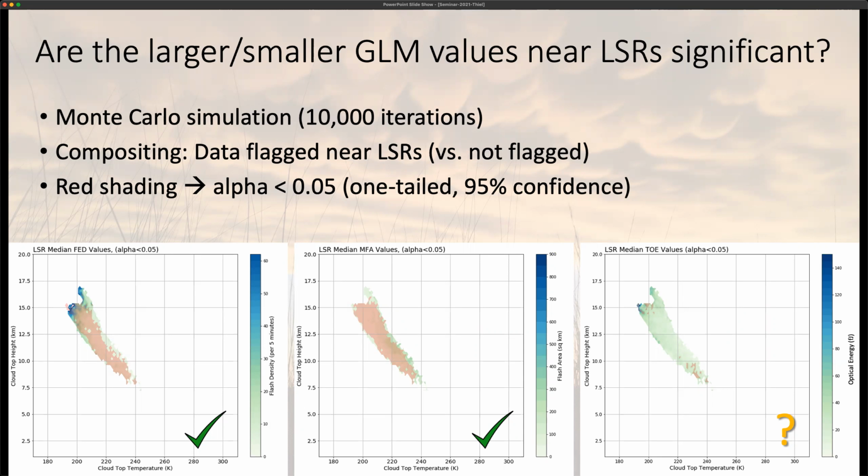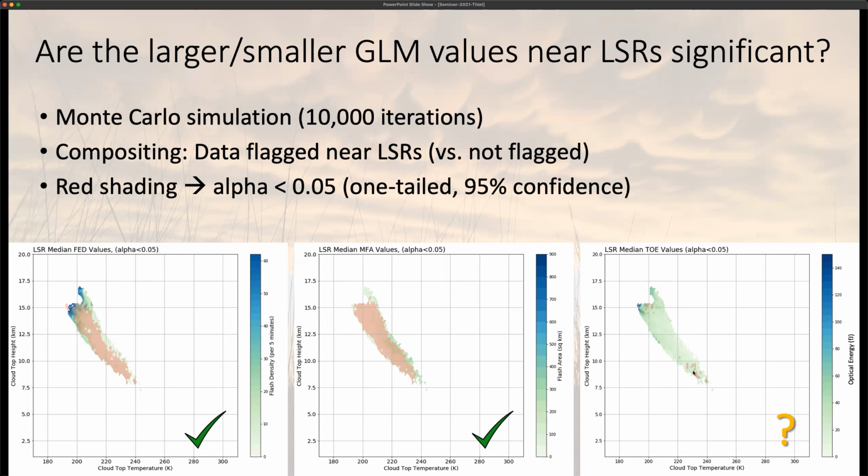Our red shading is defining in the plots below the areas of significance using a one-tailed 95% confidence. And what we observe is that across a variety of cloud top heights and temperatures, we do observe with the flash extent density and minimum flash areas essentially significance, which is really nice to see. However, with total optical energy, that image is a little less clear.